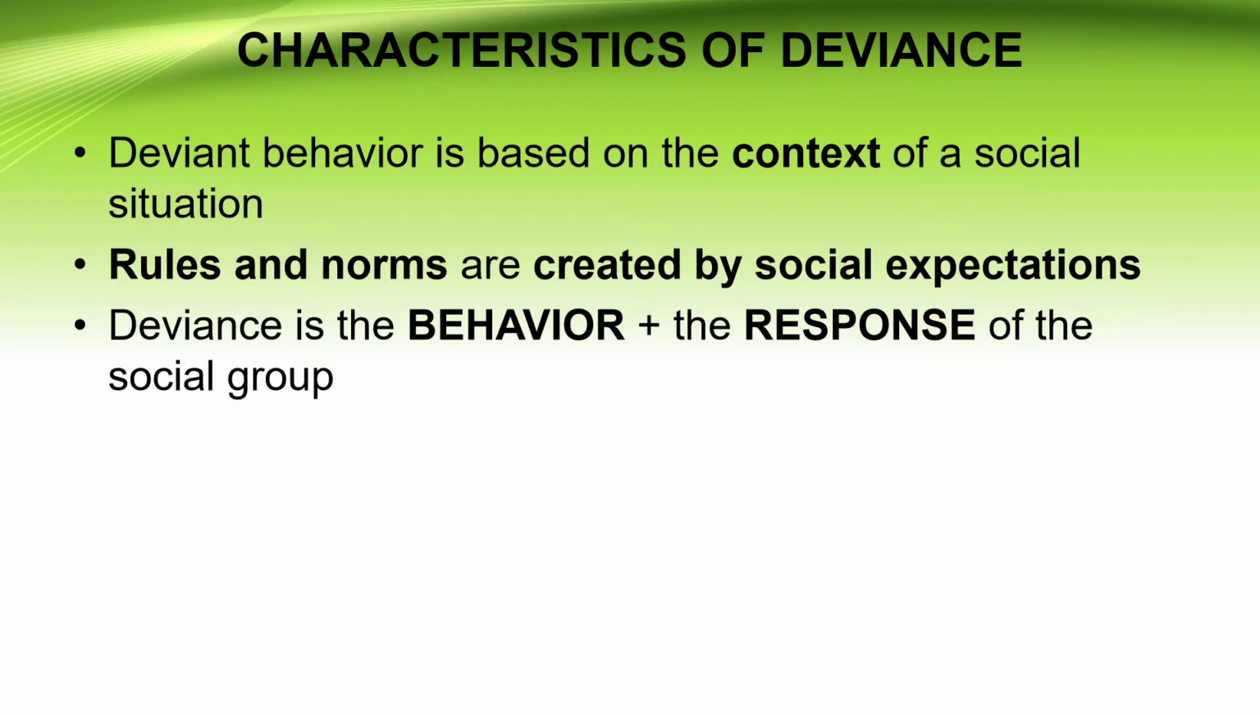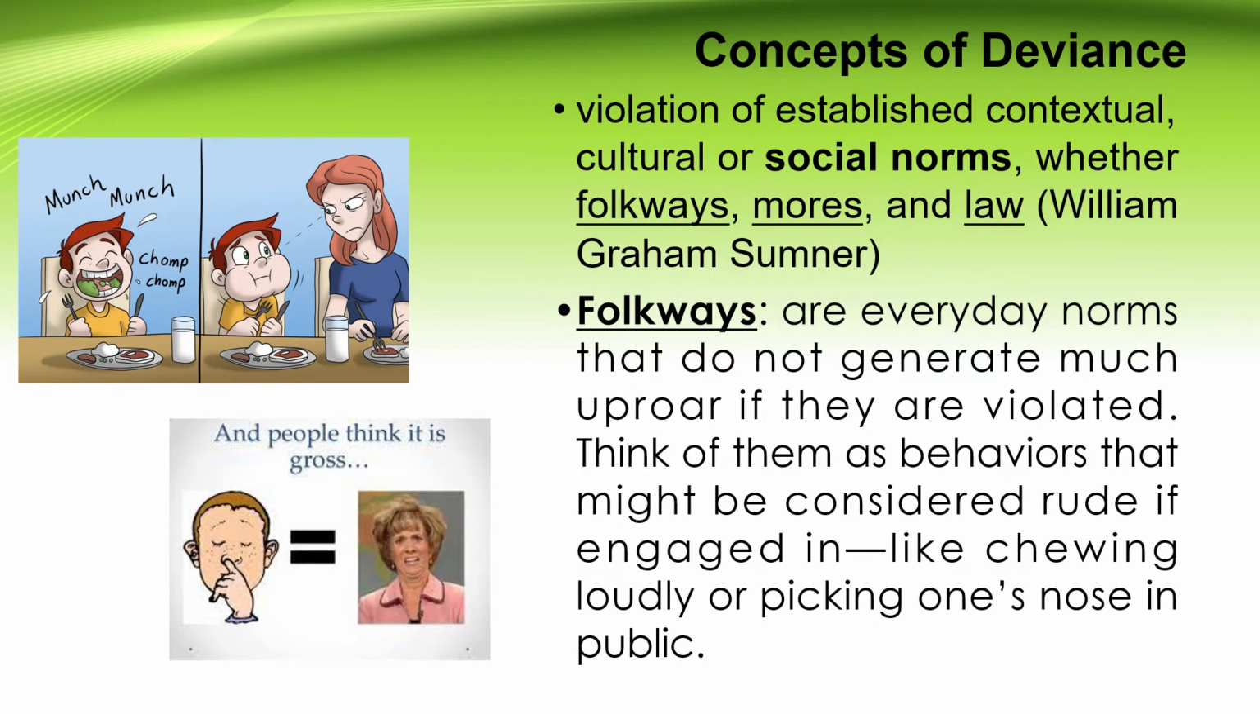Next, we also have another concept of deviance. According to William Graham Sumner, deviance is the violation of established contextual, cultural, or social norms. These social norms are either folkways, mores, or laws. The first one is folkways. These are everyday norms that do not generate much uproar if they are violated. Folkways are the simplest form or category of social norm.